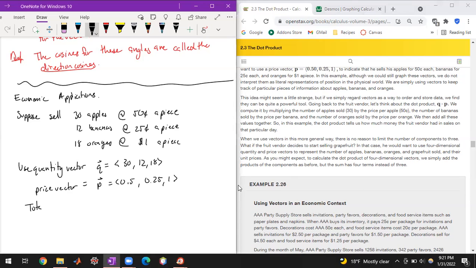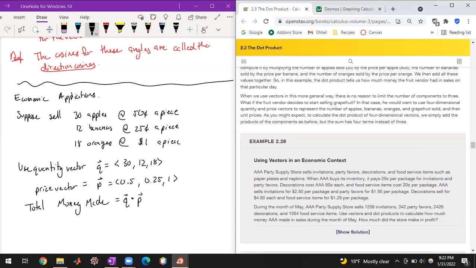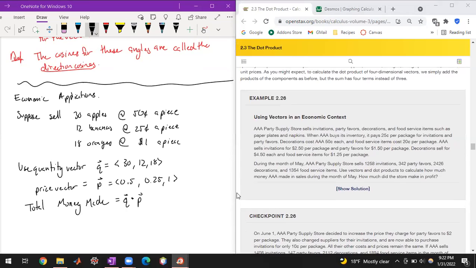So the total money made says we'll take the 30 times the 50 cents, the 12 times the 25 cents, and the 18 times the $1, or Q dot P. All right, so let's go ahead and take a look at an example.